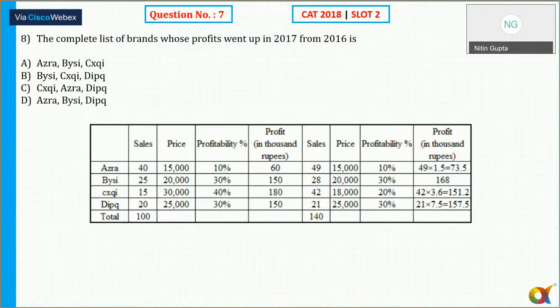And the complete list of brands whose profits went up from 2006 to 2017. The ones whose profit increases. Ajra is increasing, okay? And which one? DipQ also increasing. So except Siski, everything is satisfying. So there is option number D.